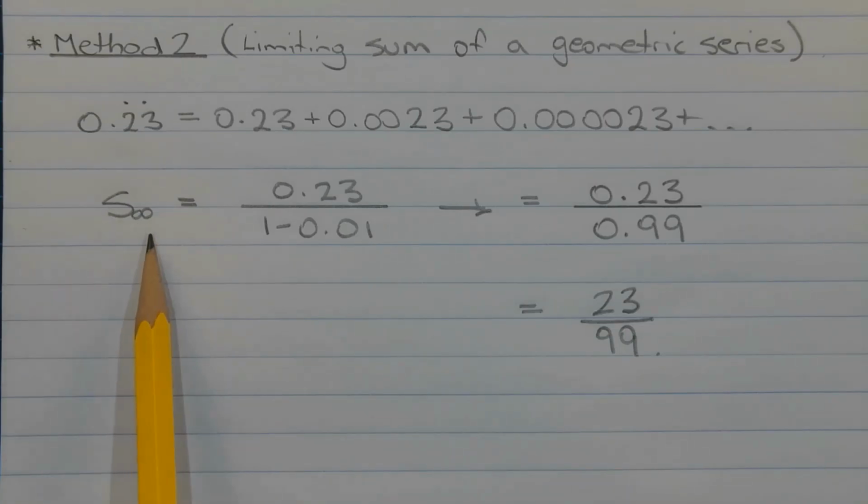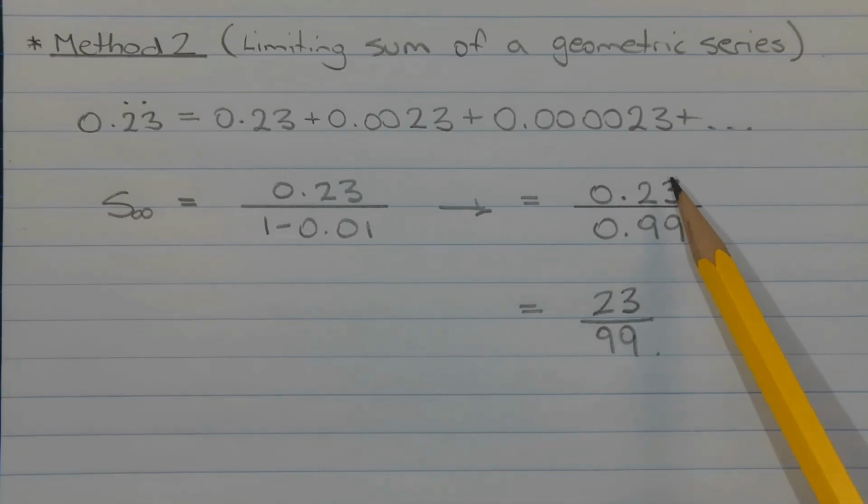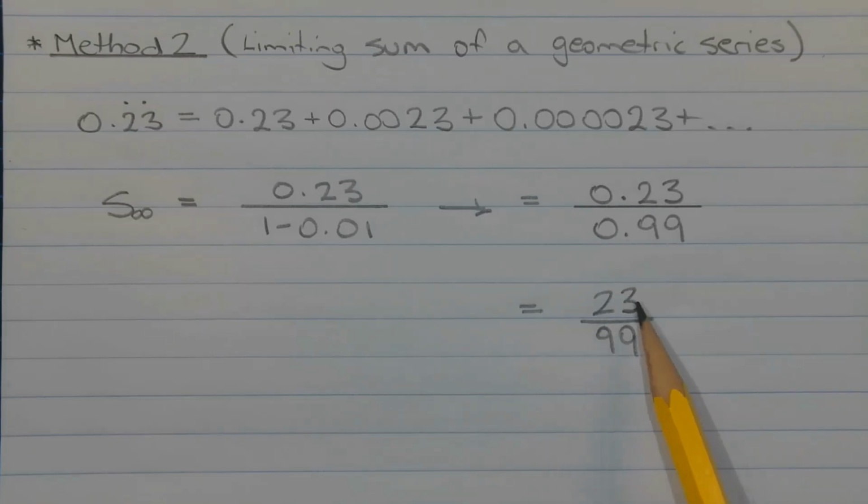We get S infinity is equal to 0.23 over 1 minus 0.01. And that equals 0.23 over 0.99. Multiplying numerator and denominator by 100, so we have integers in both numerator and denominator, we get 23 over 99.